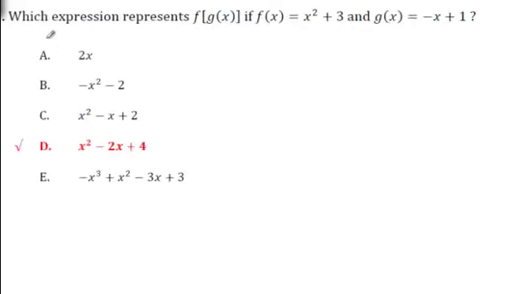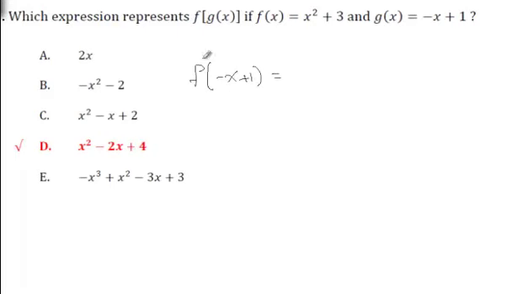Which expression represents f of g of x if f of x is equal to x squared plus 3 and g of x is equal to minus x plus 1? Now, they said f of g. They didn't say f of g of 2 or f of g of minus 1. They didn't mention it. This is just f of g. So we can say f of g is f of g. What is g? It's minus x plus 1.